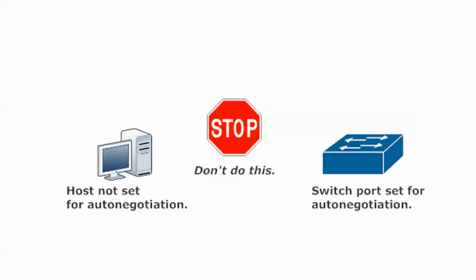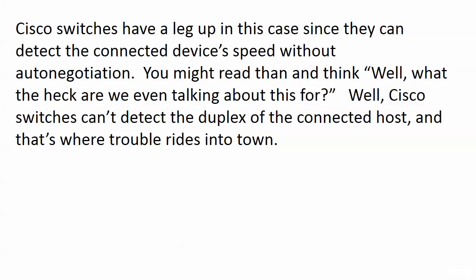What happens is, if you have one end that is set for auto negotiation and one end of the connection that is not, that's where you end up with a problem. And it's a problem that can actually be pretty difficult to spot. Now, Cisco switches have a leg up in this situation that I just showed you, because they can detect that connected device's speed without auto negotiation.